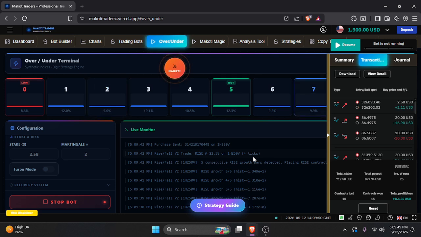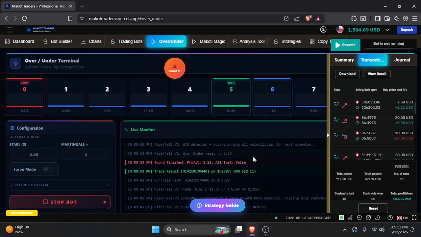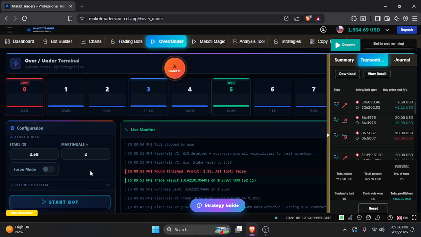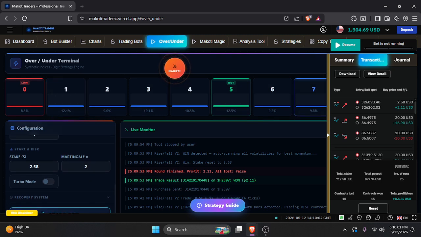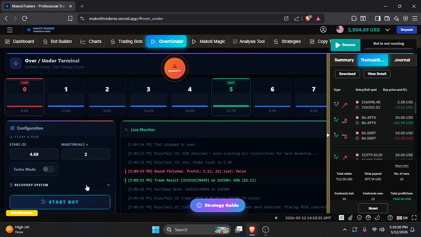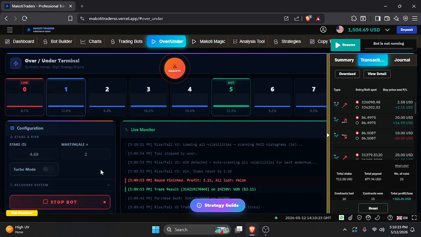It is a win. No, I wanted it to be a loss. It is a win. So let me stop the bot. I'm going with the full stake, 4.69. When it reaches 10 USD, I will stop. So I'm going with this, all of it. Then start again. Let's see.